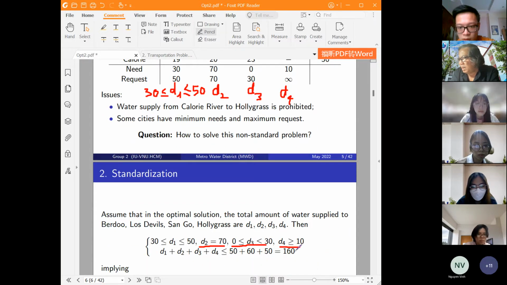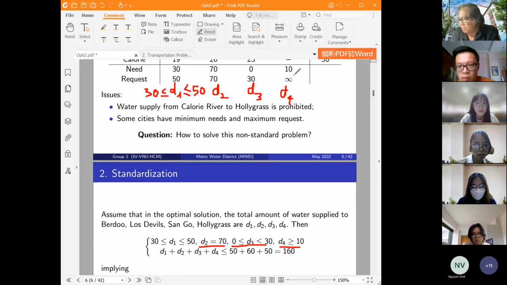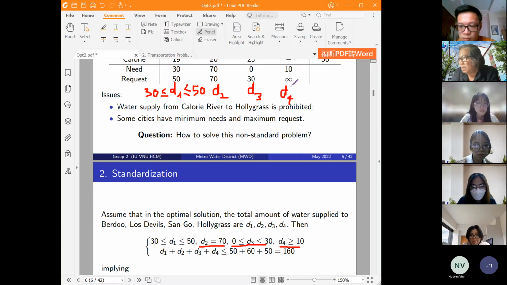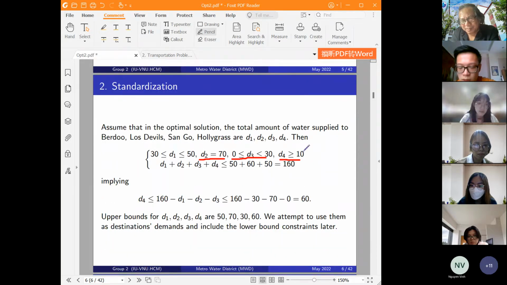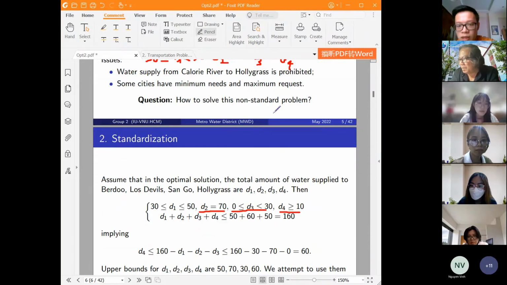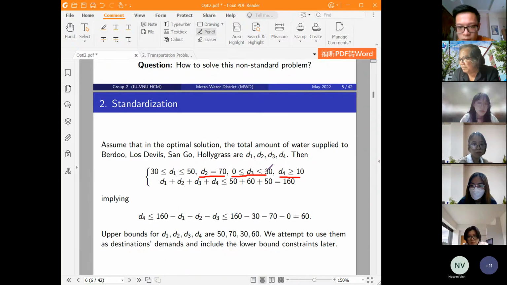D4 is greater than 10. So there is no upper bound for D4. That is not correct. You should explain more on this. Initially there is no upper bound, but after we solve this system of equations, we realize that actually there is an upper bound for D4, which is 60.